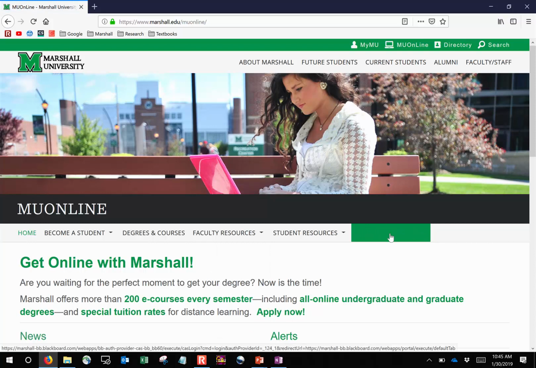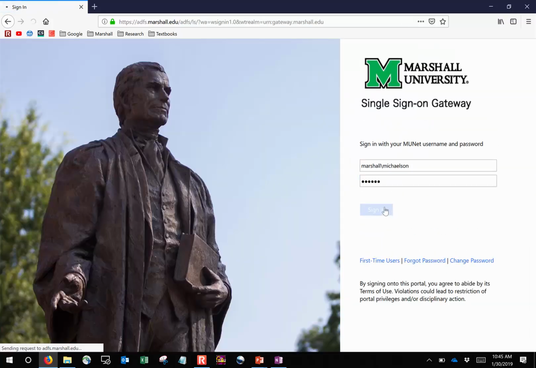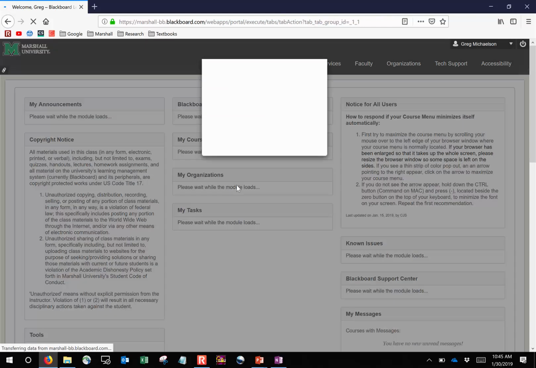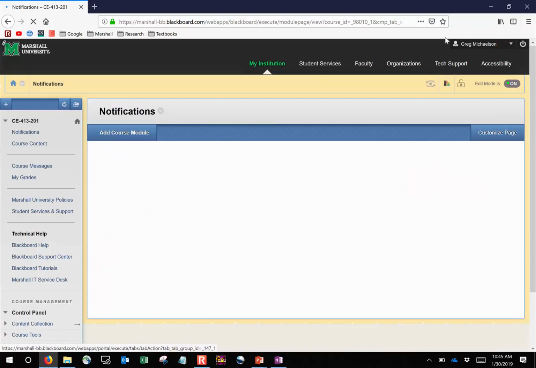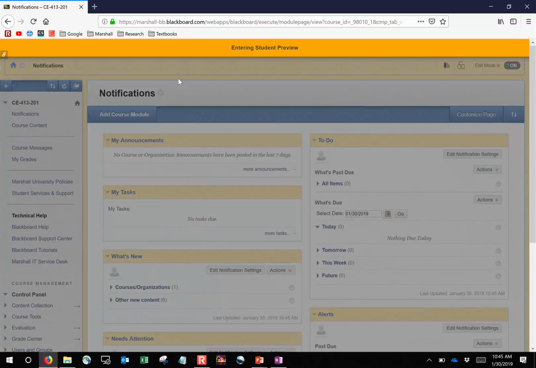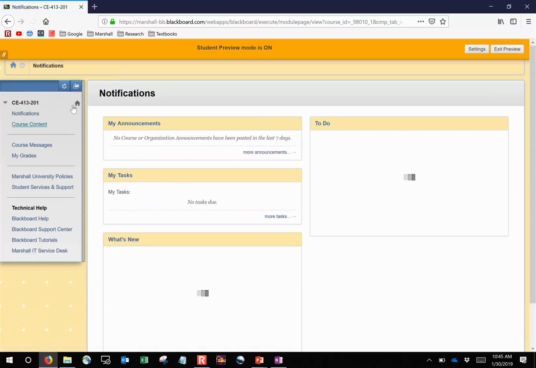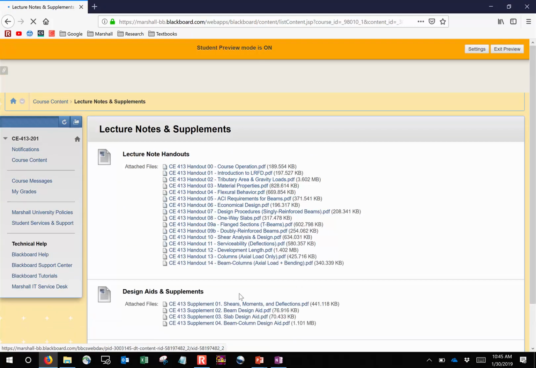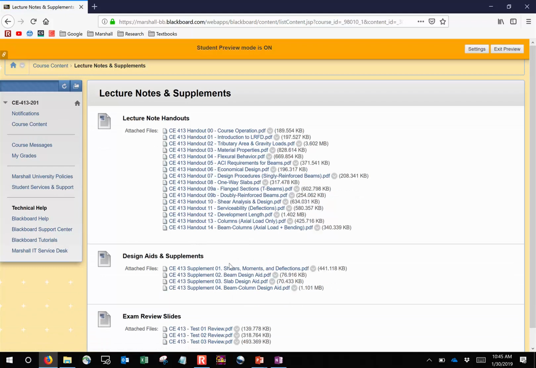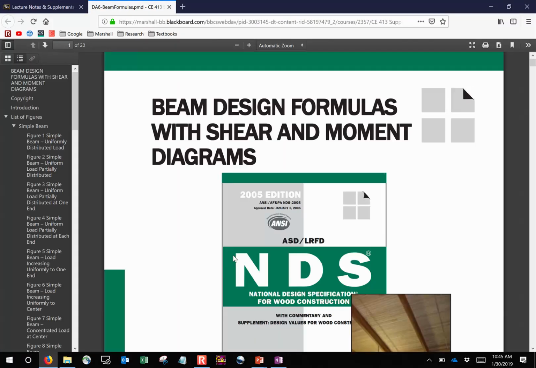You can do a moment diagram, that's fine. So if you go into concrete design, I'll go into student preview, so it looks like what you all see. If you go into course content, and you go into lecture notes and supplements, and you go into the design aids, the first link will show you design formulas for shear, moment, and deflection. Did I show you all this?